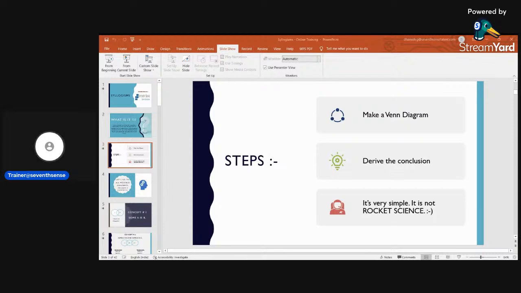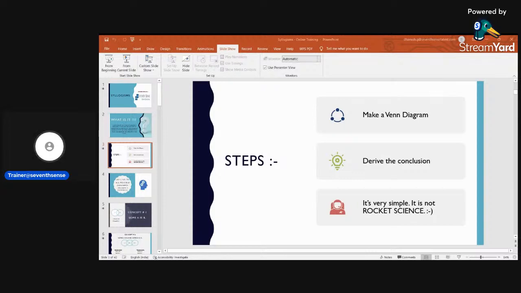All A is B and no A is C. So all the A values will be within B and no A is C. This is similar to the previous one, but the connecting line should represent the relation between A and C and not between B and C. Clear? So these are the conclusions.